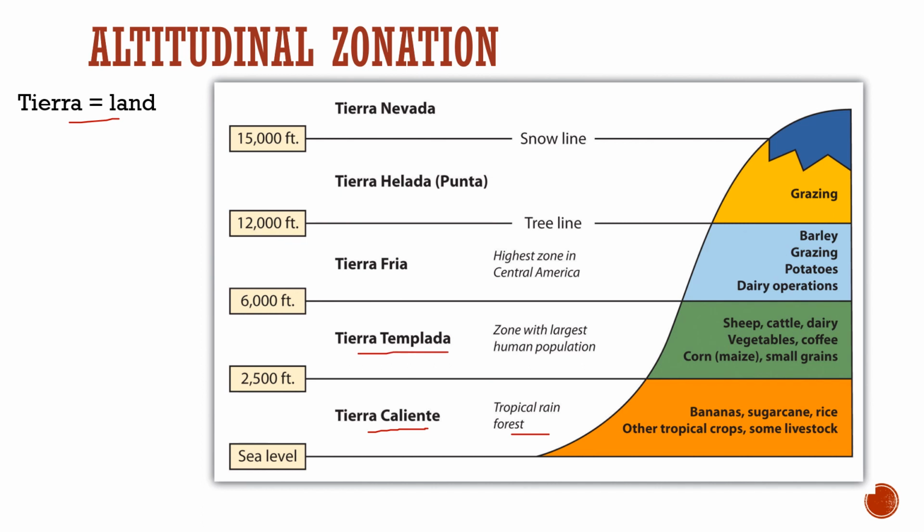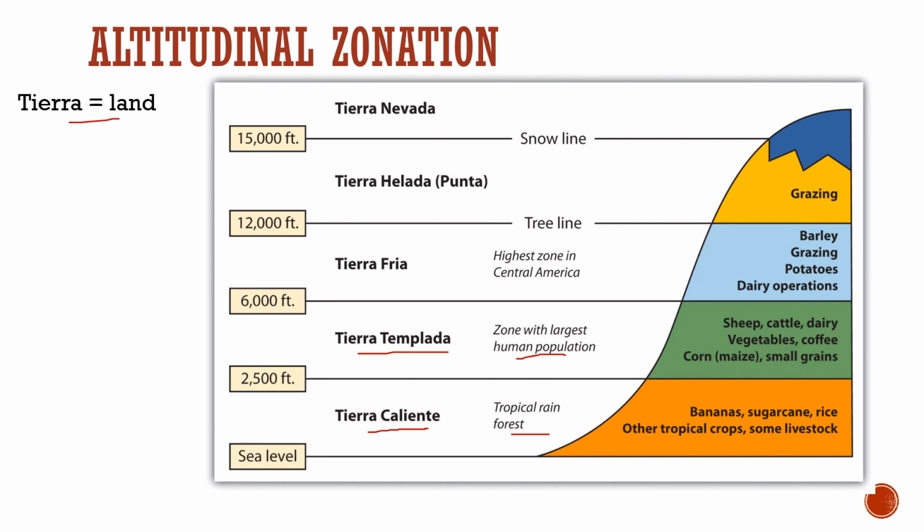The Tierra Templada, this is moving up between 2,500 and 6,000 feet. This is where most people are going to live. It's high enough away from the activity along the ocean, but also has a lot of agricultural use to support lots of resources to support that human population.